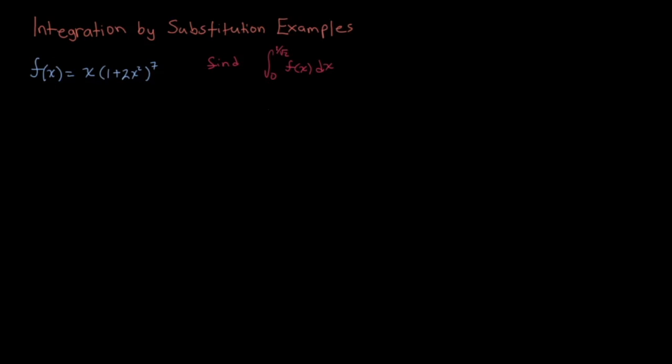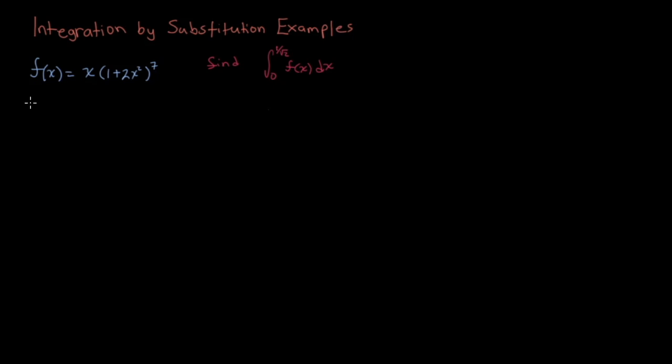In this video, we're going to do an example of integration by substitution. Let's say we are given a function f(x) equals x times (1 plus 2x squared) to the power of 7, and we are told to find the integral of f(x) dx on the interval from 0 to 1 over root 2. How do we find this definite integral using integration by substitution?